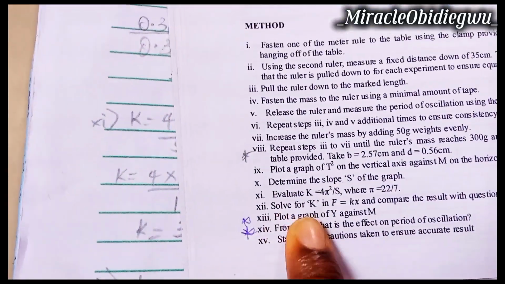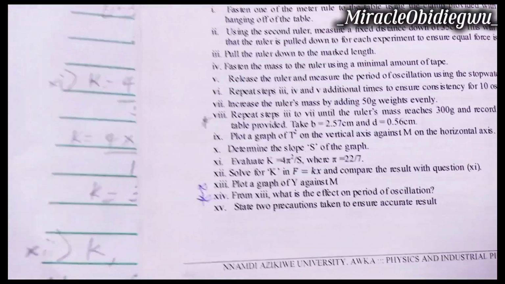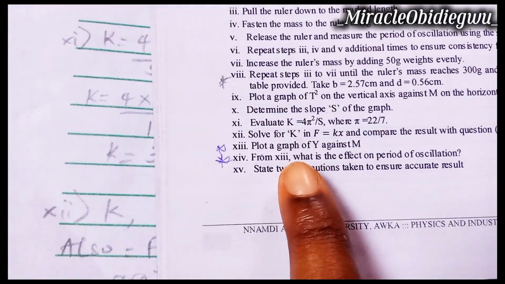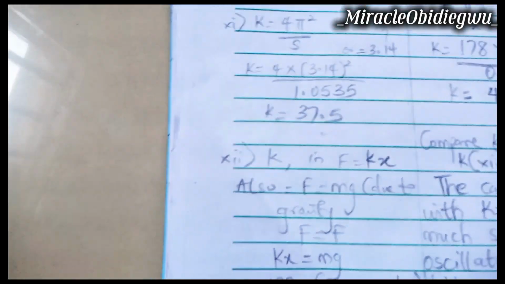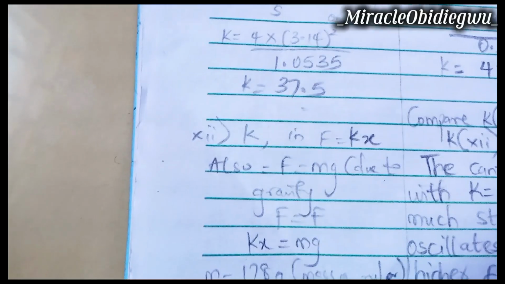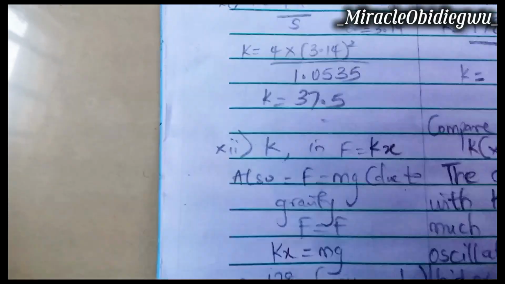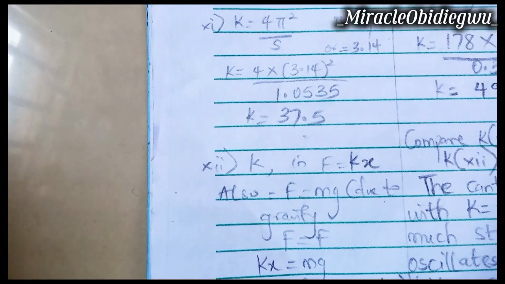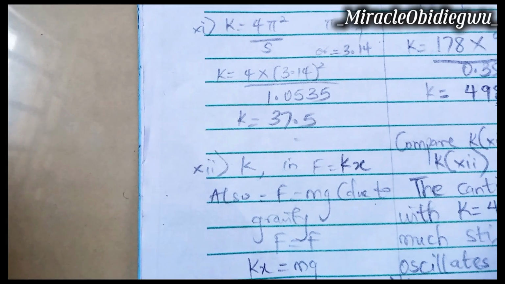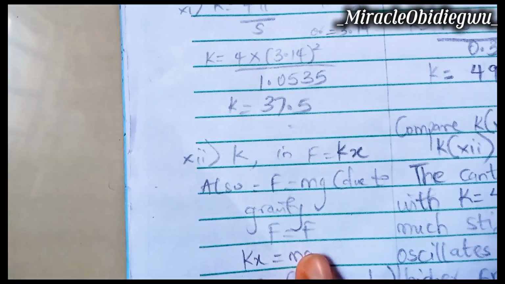Then the next question says solve for k in F equal to ks and compare the result with question SI. Now F is equal to ks, right? And we are also going to introduce something else: F is equal to mg. F is ordinarily equal to ma, but we're using g because it's acceleration due to gravity. So when F is equal to F, ks is equal to mg.